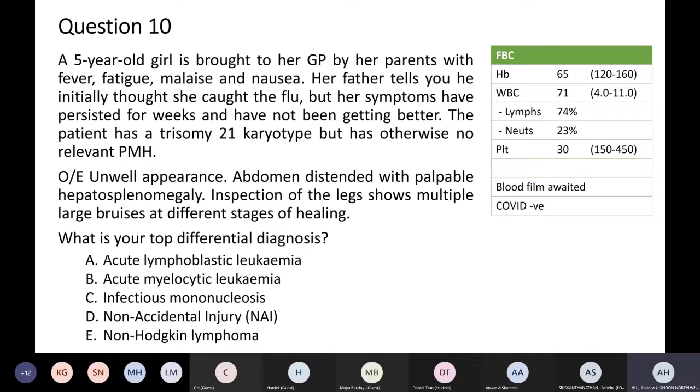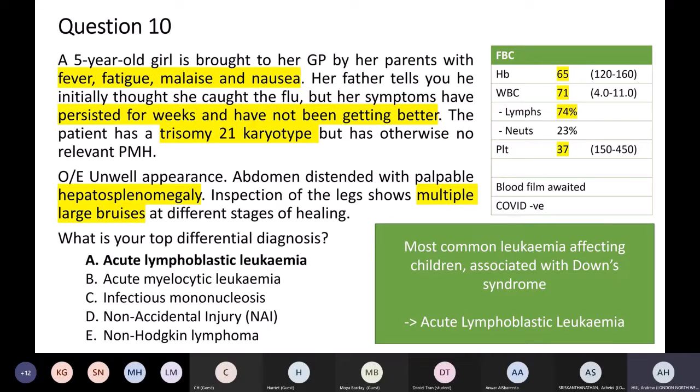Okay, some very fast answers this time. Okay, so I'll reveal the answer. Of course, as you've all suggested, the answer is A, acute lymphoblastic leukemia, so well done.